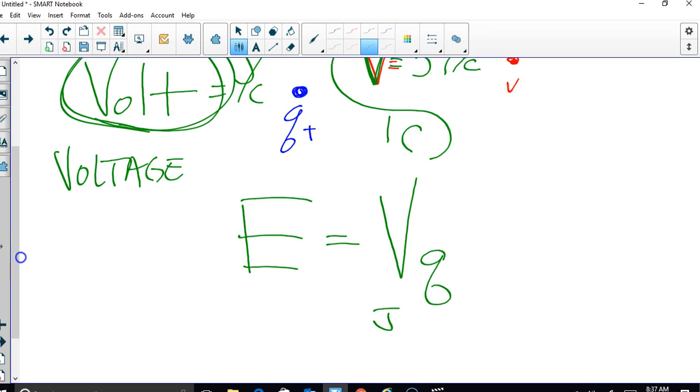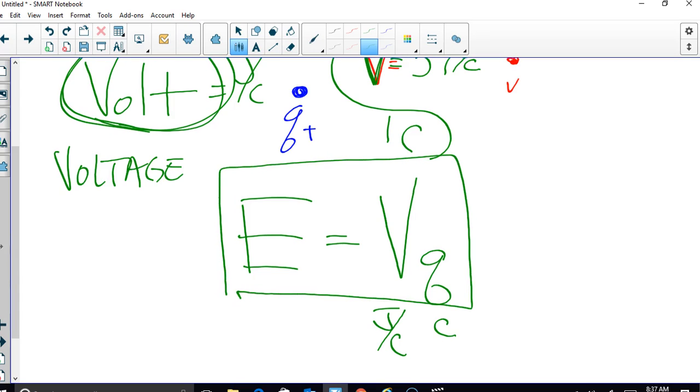Because voltage is joules per coulomb, and when you multiply by charge, which is coulombs, you get joules. This is true no matter what, no matter how you create the potential difference. If you know the charge you want to put at that location, you can find the energy at that location.